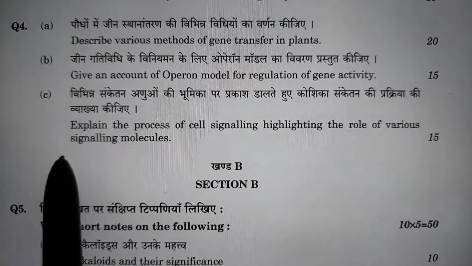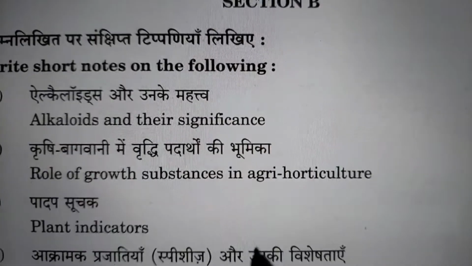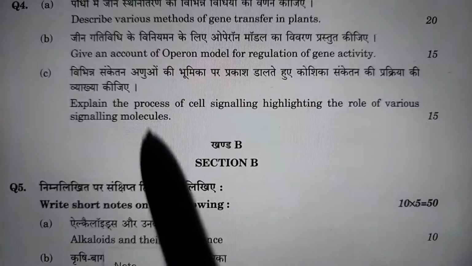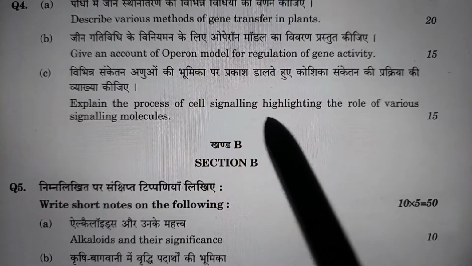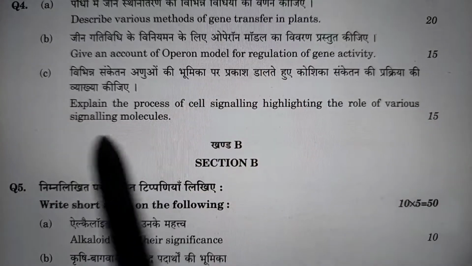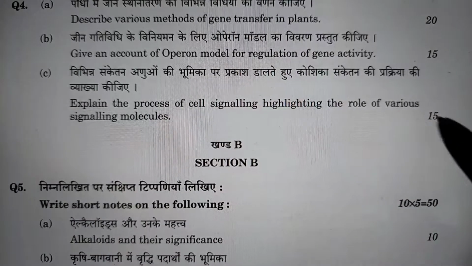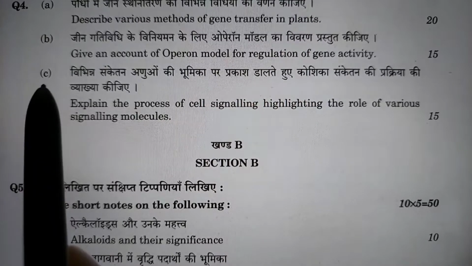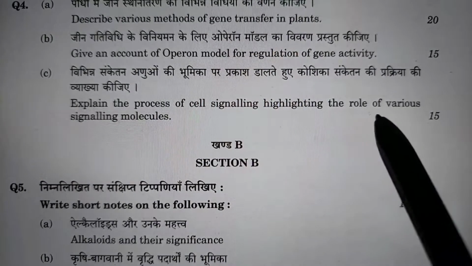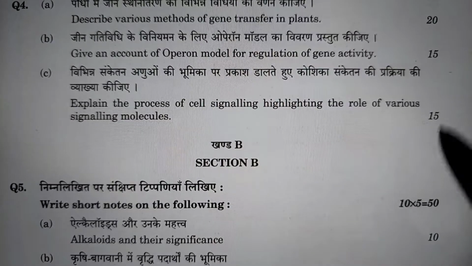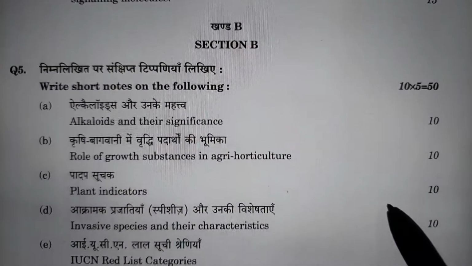Option C is explain the process of cell signaling, highlighting the role of various signaling molecules. 15 marks. The question number 4, option C is explain the process of cell signaling, highlighting the role of various signaling molecules. 15 marks. This one is section B, question number 5.